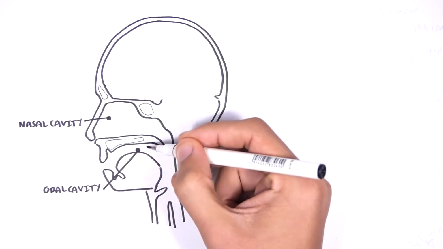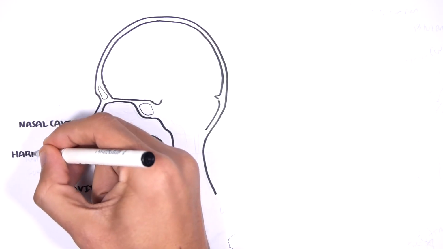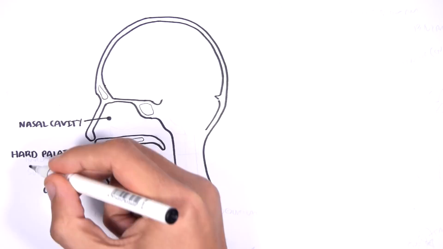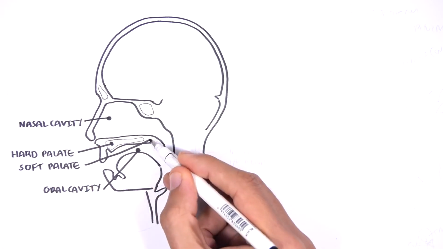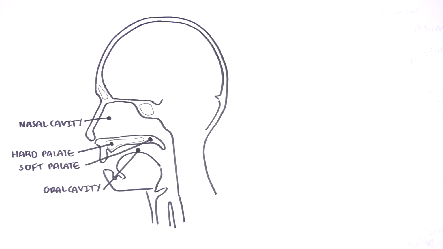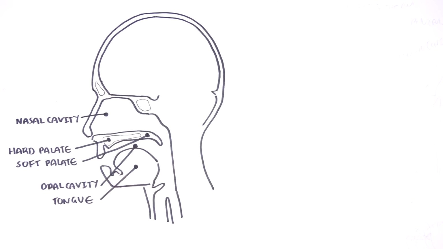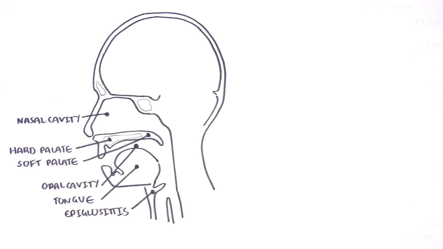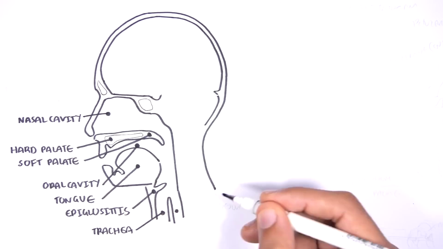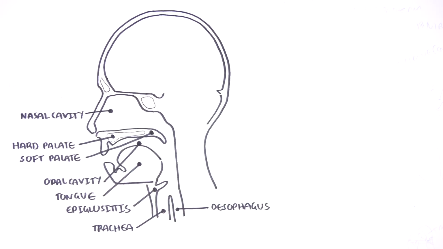The nasal cavity is bordered inferiorly by the palate, which consists of a hard, bony palate anteriorly and at the back, the soft palate, which contains no bone. Of course, you have the oral cavity here and the tongue here. The epiglottis is the gateway to the trachea, which connects to the lungs. The esophagus is the route to the stomach. The epiglottis closes when we swallow.